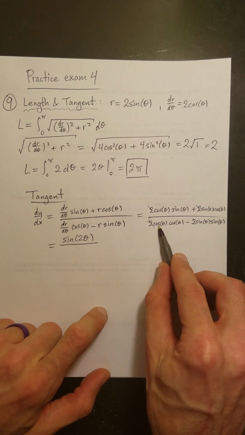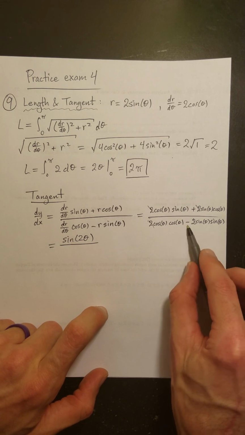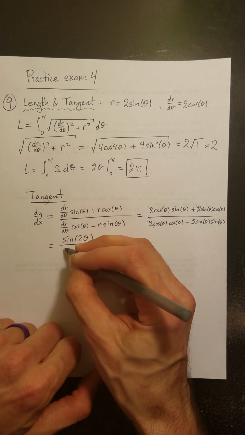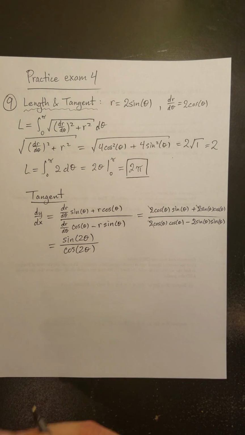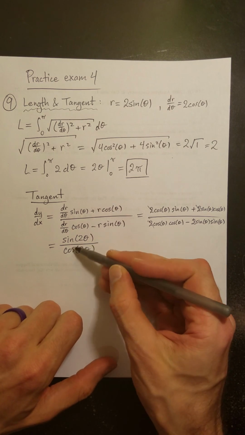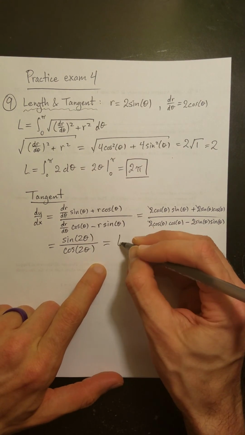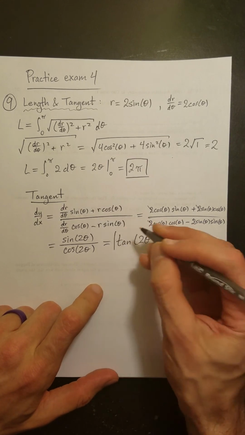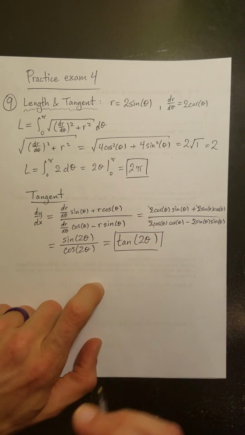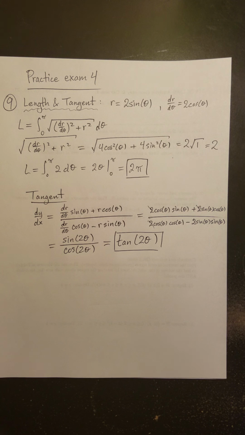And then in the denominator, I have cosine squared theta minus sine squared theta, and this is in fact cosine 2 theta, again another double angle identity. And sine over cosine with the same argument is just tangent of 2 theta. So the slope of our tangent at each point is equal to tangent of 2 theta. And so this is it for problem 9.